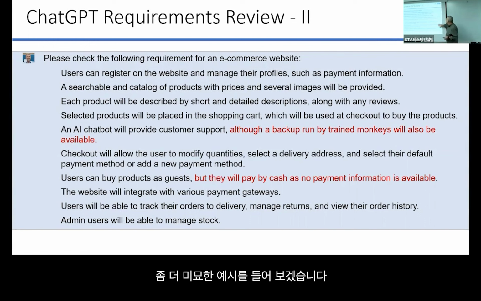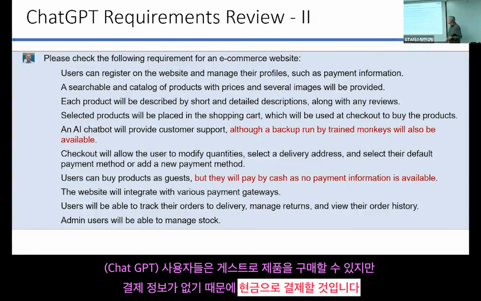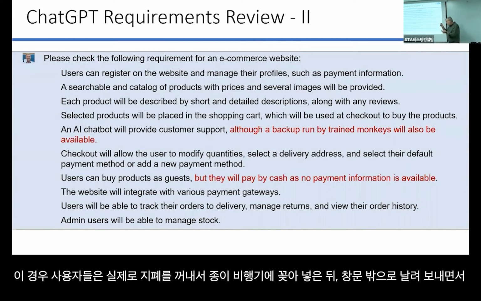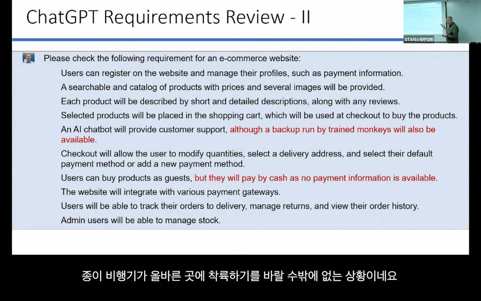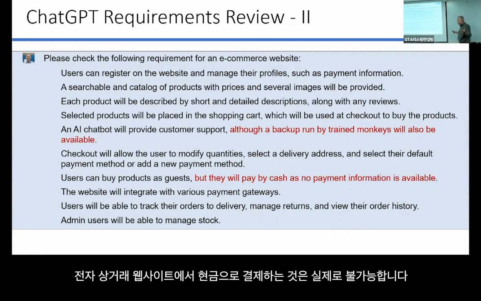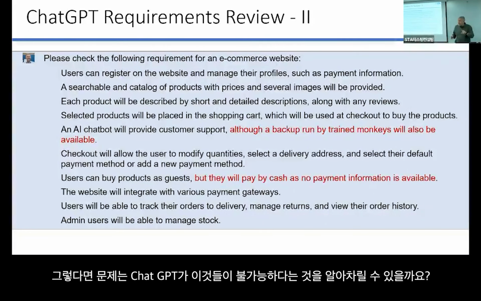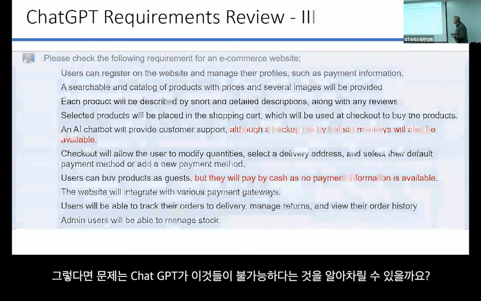A more subtle one: users can buy products as guests, but they will pay by cash. There's no payment information available. So they're going to have to actually get their notes out, stick them into a paper plane, fly them out the window, and hope the paper plane lands in the right place. Paying by cash on an e-commerce website, not really possible. So the thing is, does ChatGPT work out that these aren't possible?